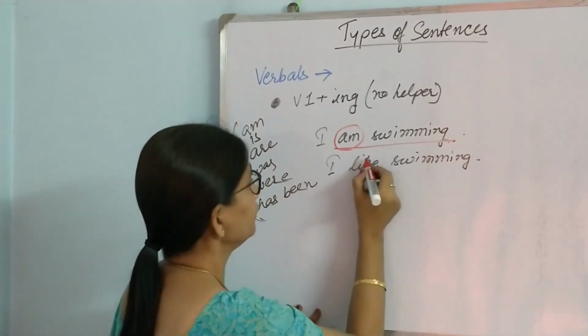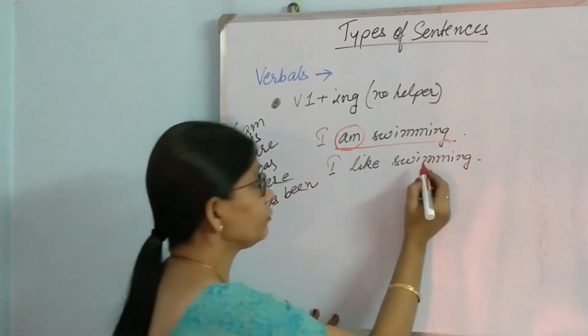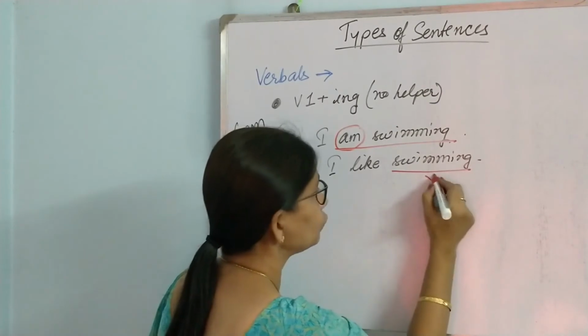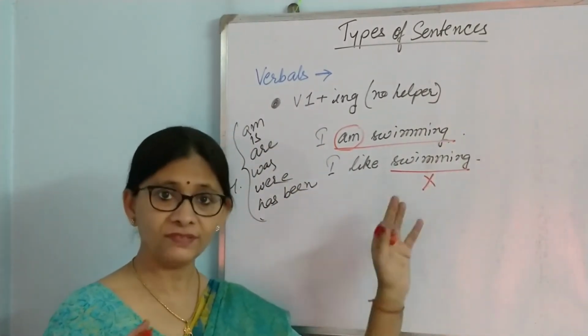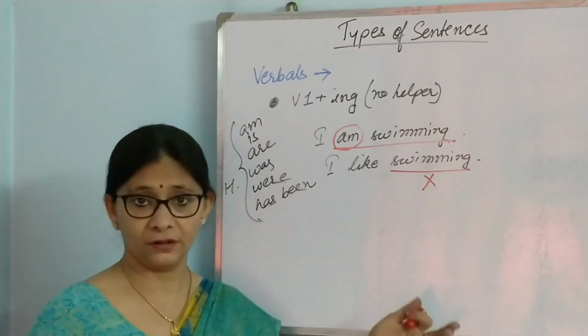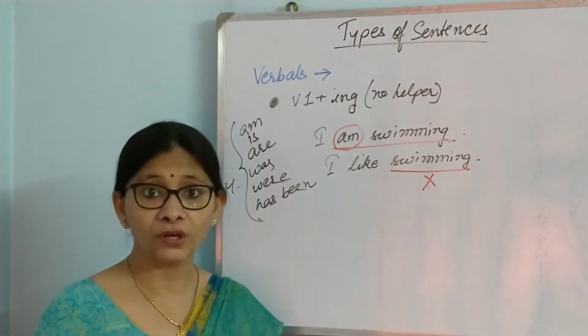But here, this like is a verb in itself. It's not a helper verb. So swimming is not a verb here. Swimming is a noun here. It is used as a noun and it is known as a gerund. So we have to avoid this. We cannot take this in our counting of verbs.